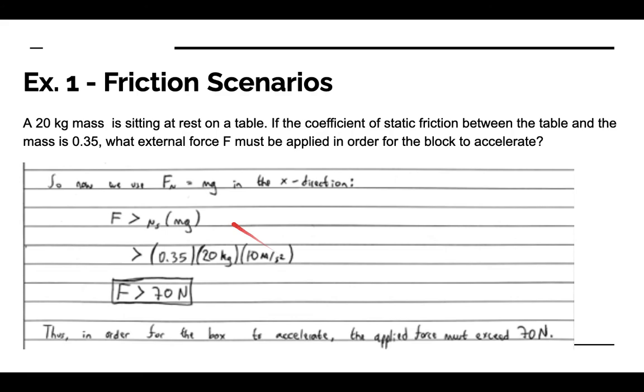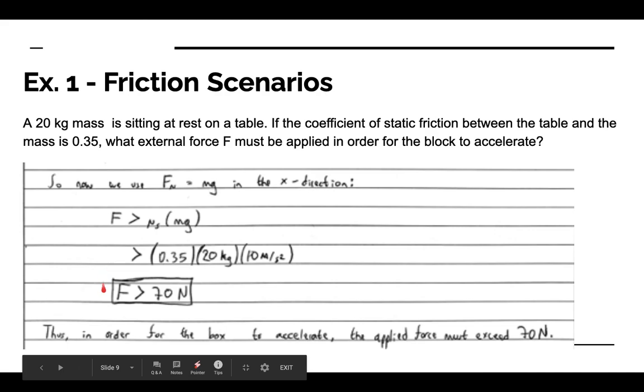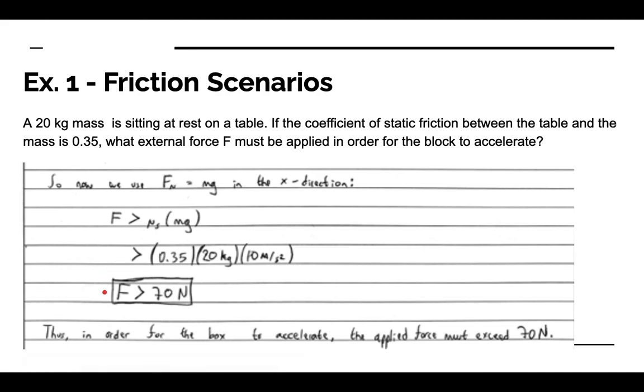So now that we have the normal force equals mg, we can move back to the x direction, and we're going to have F is greater than the coefficient of static friction times mg. Plugging in all our known values, the coefficient of static friction is 0.35, the mass is 20 kilograms, and the acceleration of gravity, as usual, is 10 meters per second squared. We get that in order to get our object to begin moving and accelerating, we must apply a force that is greater than 70 newtons. So this is the basic setup for friction scenarios, as we'll see in class.